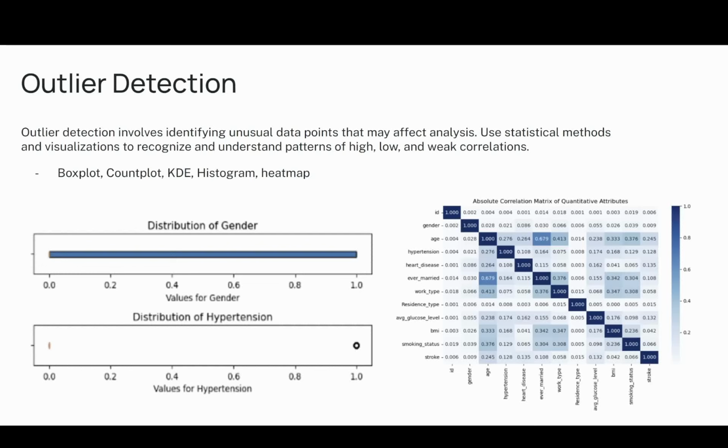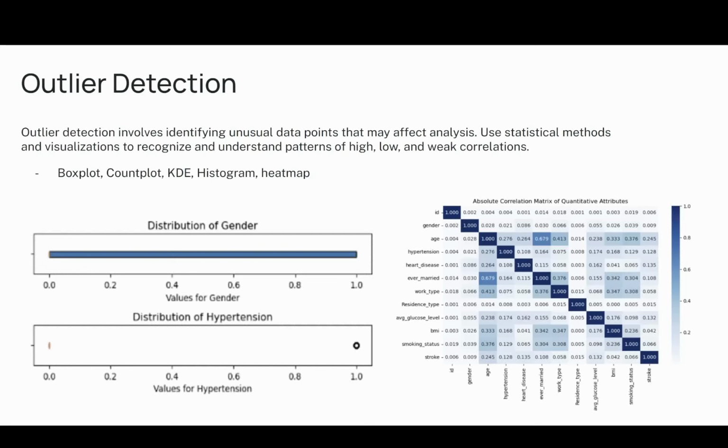Now moving on to outlier detection and distribution analysis. This involves identifying unusual data points that may significantly affect analysis. We use statistical methods and visualizations like box plots, count plots, KDE plots, and histograms. For example, looking at the distribution of gender, we see a clear majority in one category, while the hypertension plot shows most individuals without this condition. These plots help us understand data spread and identify potential imbalances or outliers.